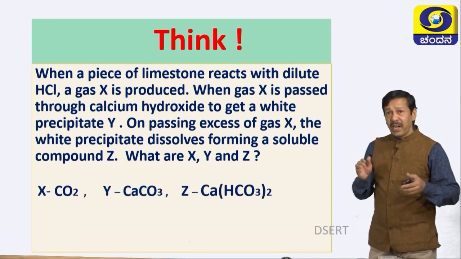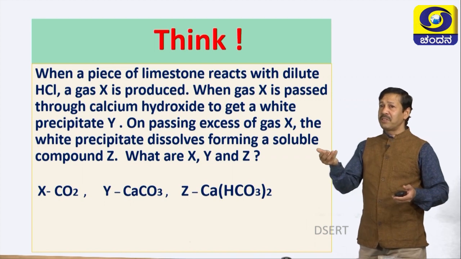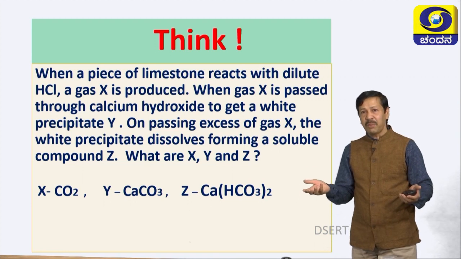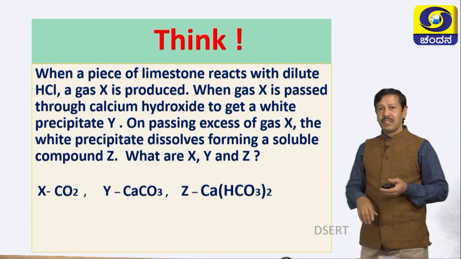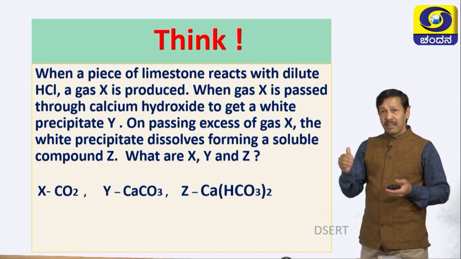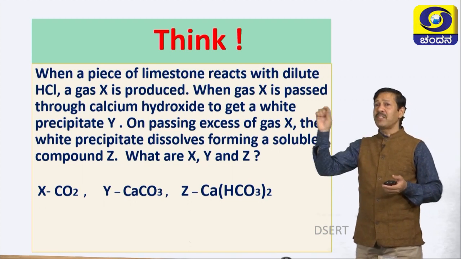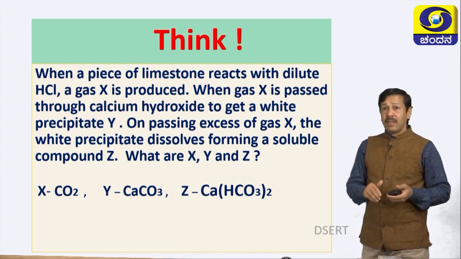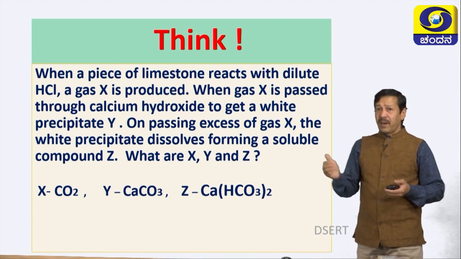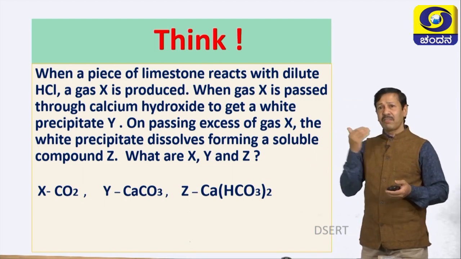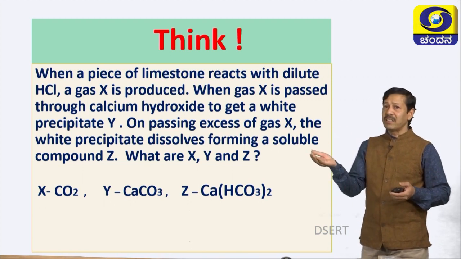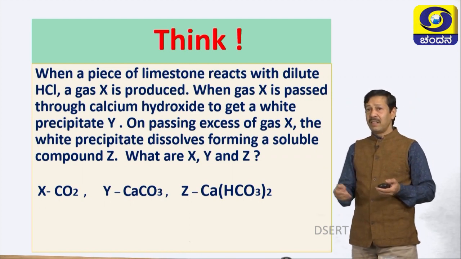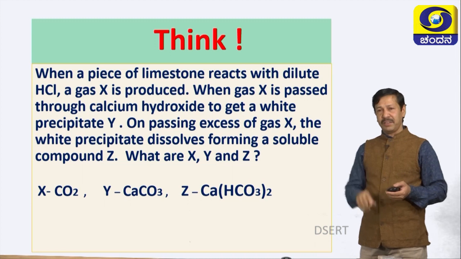When a metal carbonate reacts with an acid, the gas produced is none other than carbon dioxide. Hence X is carbon dioxide. Then what is Y? Calcium carbonate. When carbon dioxide is passed through lime water, calcium carbonate is produced. Now what is Z? If you continue passing carbon dioxide through the solution, it turns colorless because soluble calcium hydrogen carbonate is produced. That is calcium hydrogen carbonate.